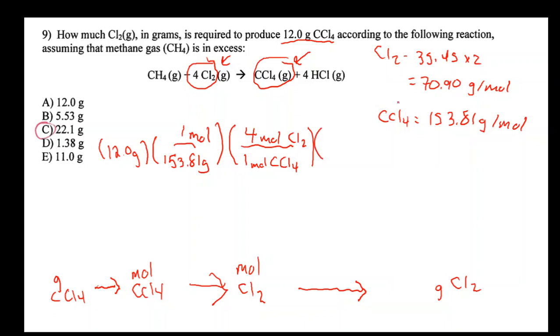So then we want to convert to grams of Cl2. In order to do that, we use our other atomic mass: 70.9 grams per 1 mole. And then this mole will cancel with this mole, and this cancels with this. And then we will be left with an answer in grams of Cl2, which should be 22.1, assuming I did the numbers correctly here. Yep, that's what I got. All right, excellent. Perfect.